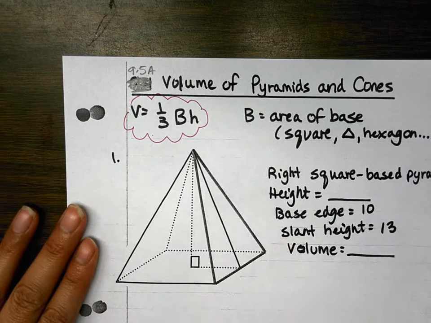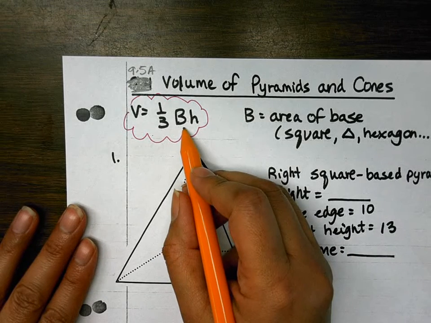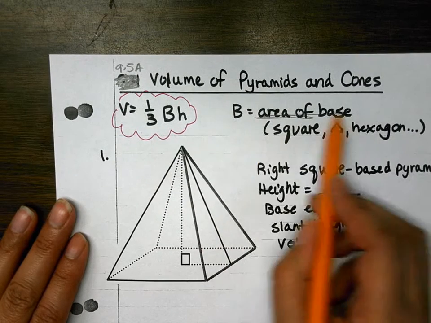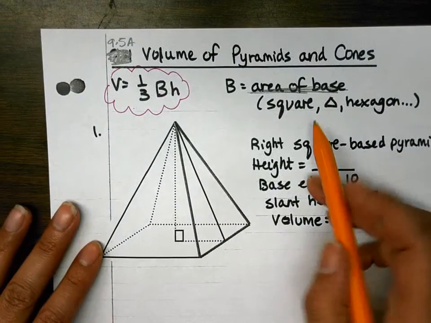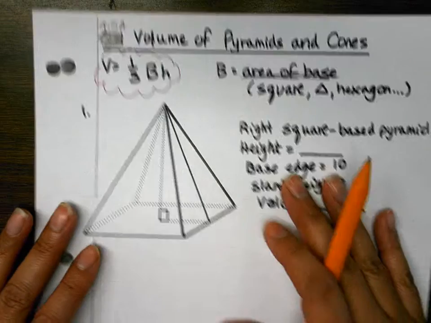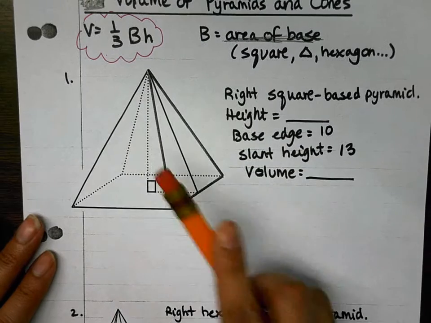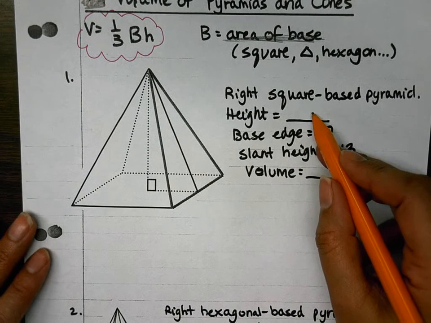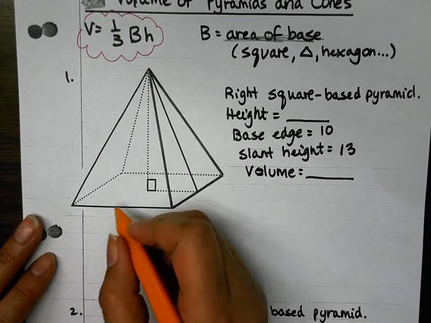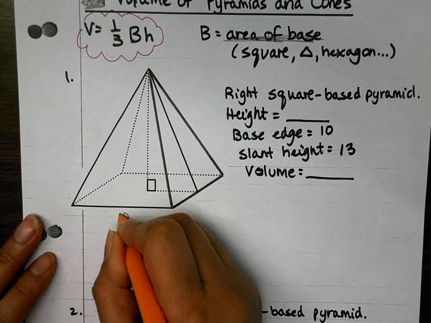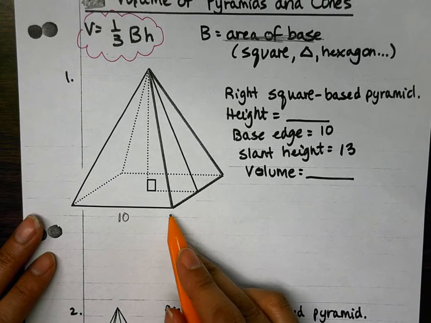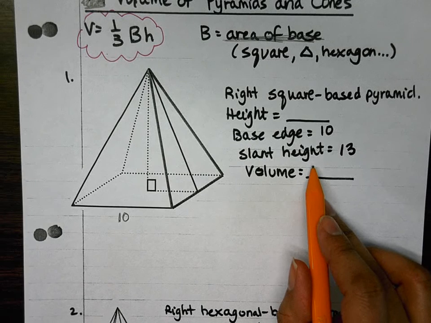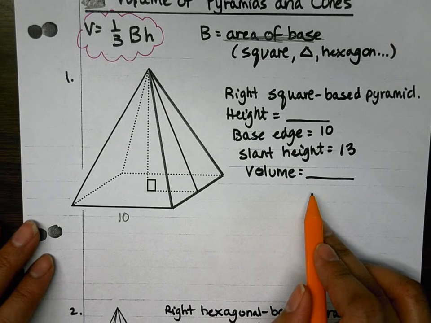1/3. What does uppercase B stand for? Base. Area of the base. It's right here. And the base could be a square, a triangle, a hexagon. In this picture, it's a right square base pyramid. We don't know the height. We're going to figure that out. Base edge is 10. Base edge means a side of your base, and it's a square base. Slant height is 13. And we don't know the volume.